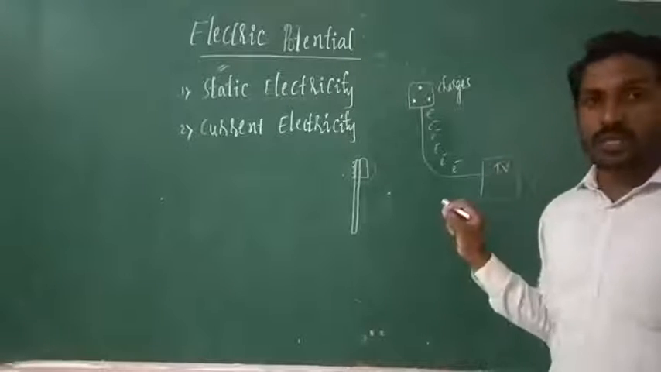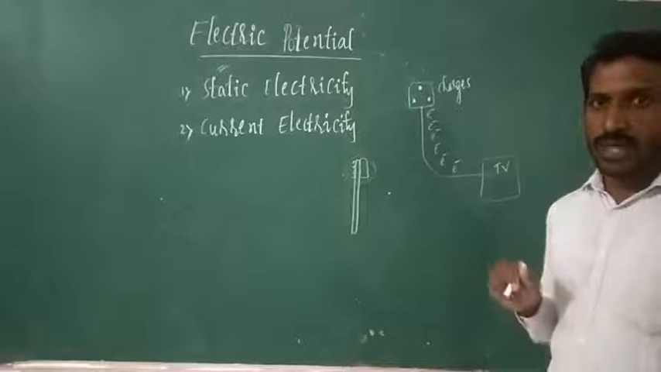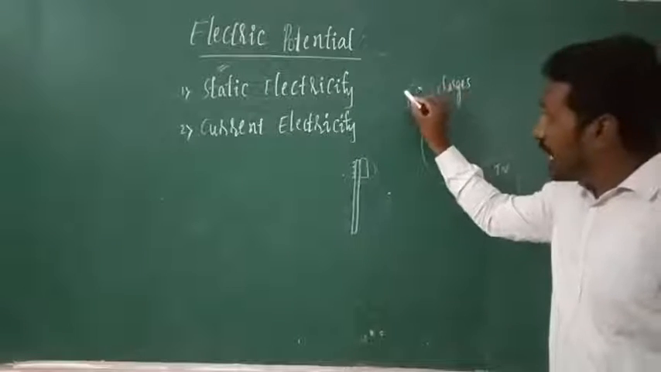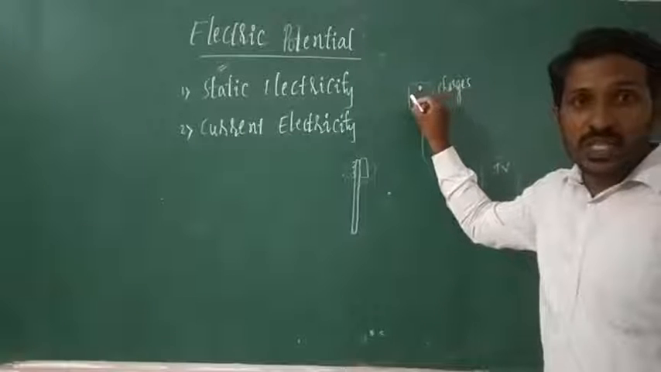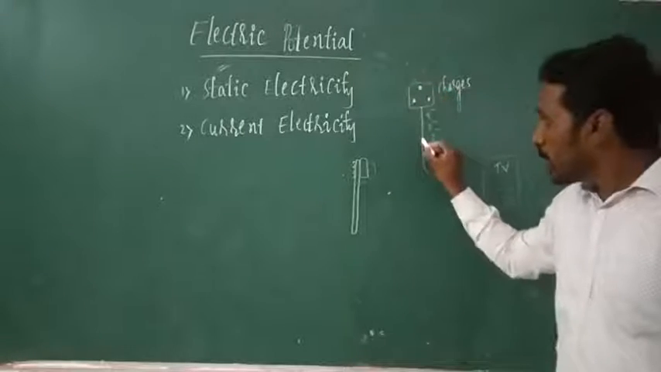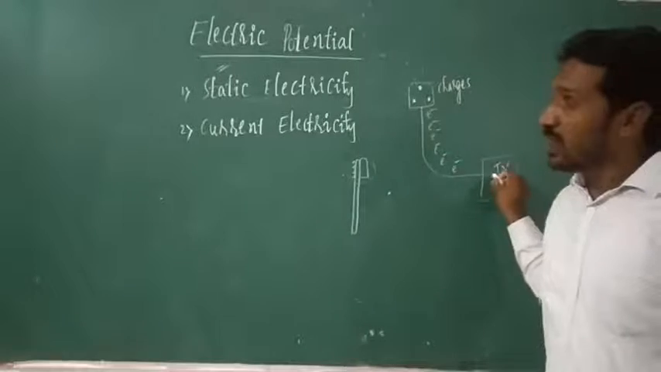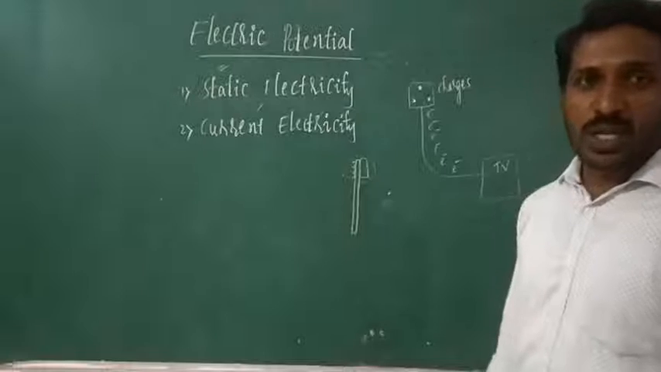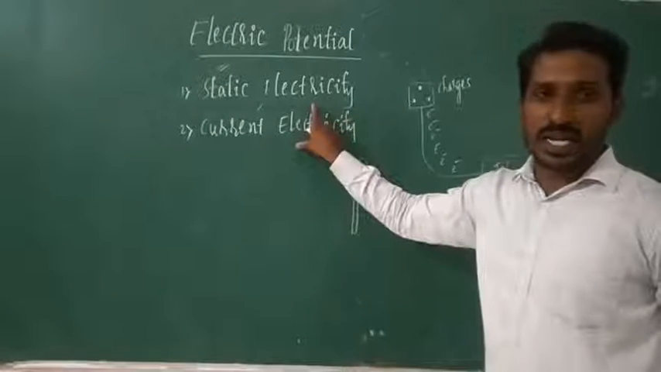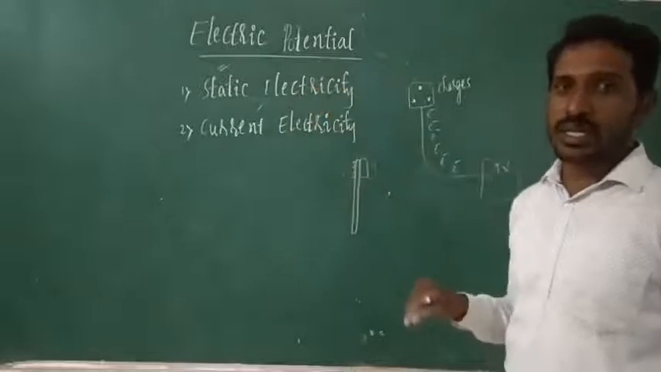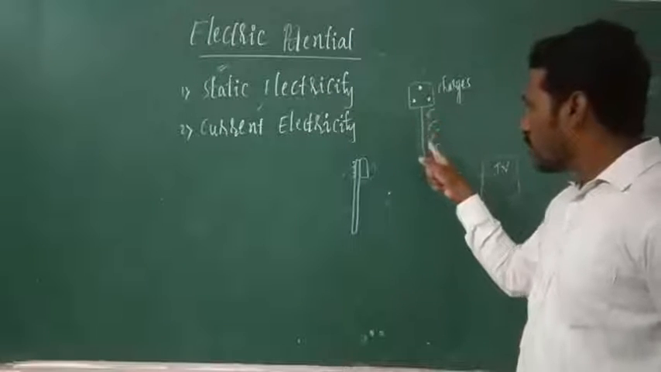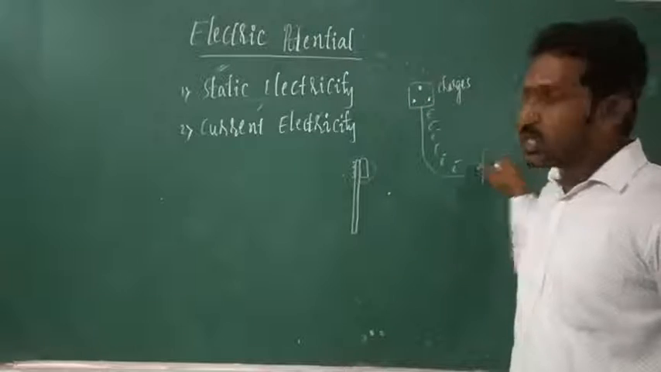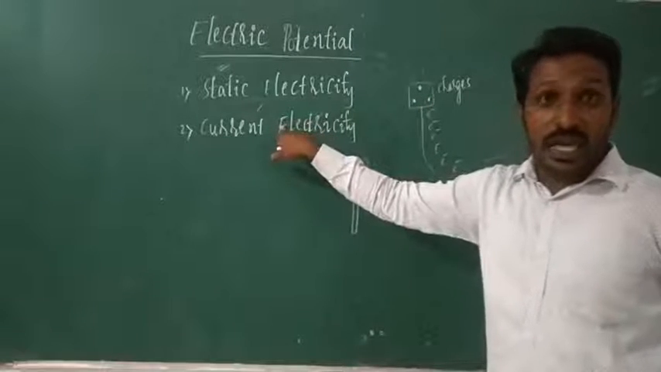Because of the current, the TV turns on. These charges were not residing permanently here. They start moving from this point to this point. This kind of electricity is called current electricity. In domestic uses, we use current electricity, not static electricity. The charges which move from one point to another produce current electricity.